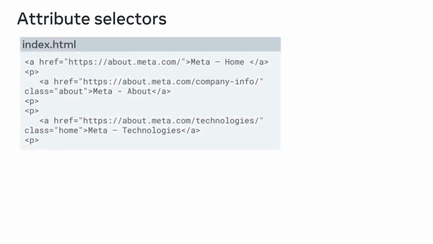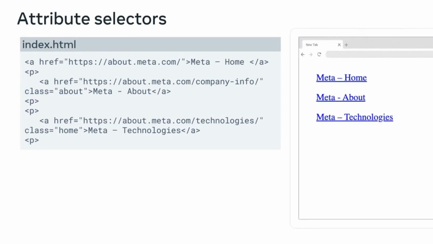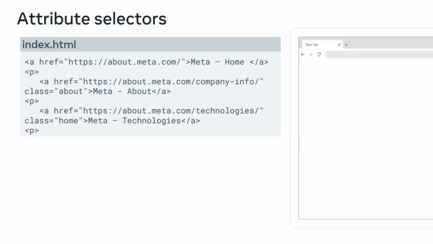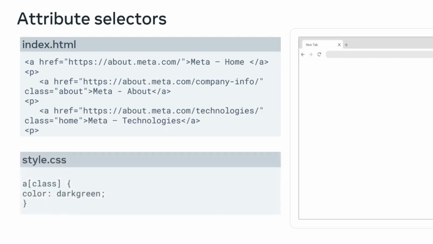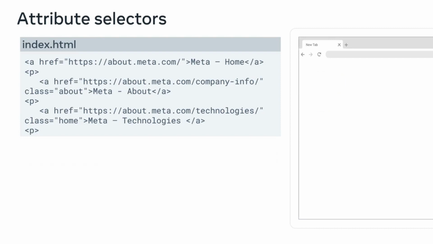Now let's explore an example of how attribute selectors can be used. Say you have a HTML file with 3 A tags, each with a href attribute that points to a different page on the Meta website. The first one has no class, whereas the second one has a class called Home and the third a class called About. With different variations of the attribute selectors, you can target different attributes of the HTML. For instance, you can style all elements that have a defined class by adding class inside the square brackets. In this case, it will turn the second and third link green.